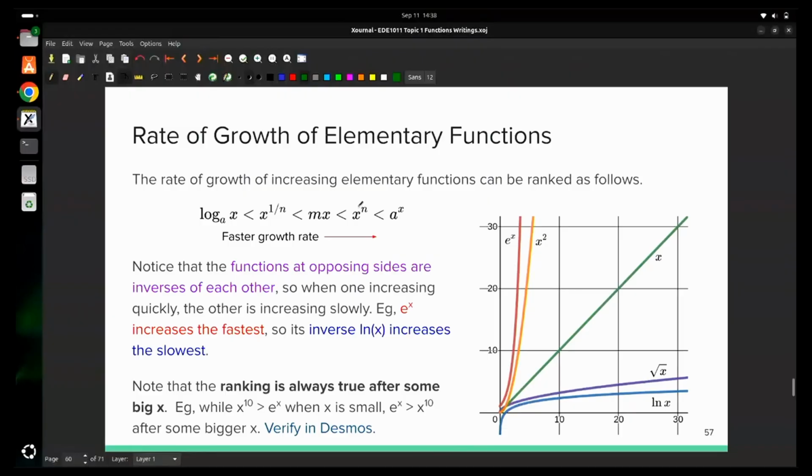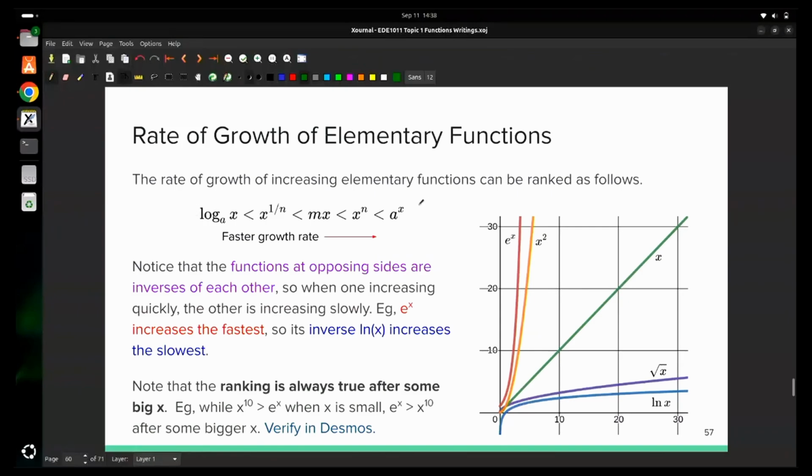Then we have the power function, which grows faster, so therefore x squared. But because x to the power of n and x to the power of 1 over n are inverse functions, correct or not? Power function is the inverse of root functions, and root function is the inverse of power functions. So because they are inverse, power function grows the second fastest, and the root function, compared to the linear function, must grow the second slowest. Second fastest, second slowest, because there's a reflection about y equals x.